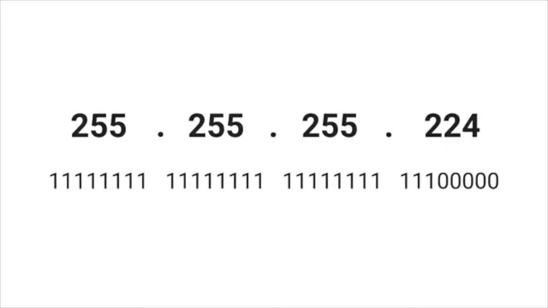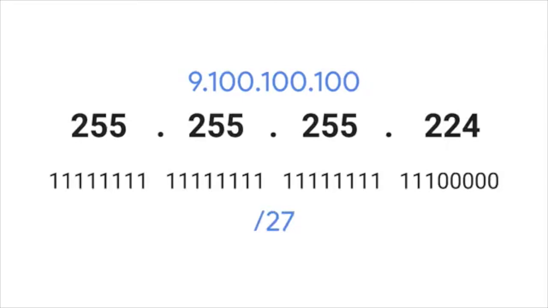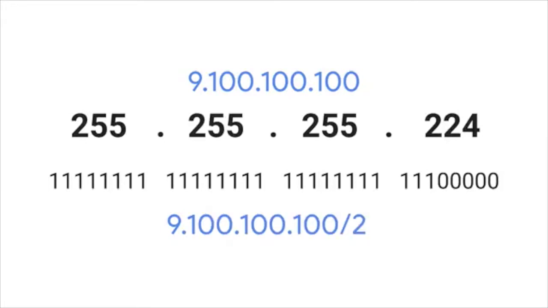This brings up a shorthand way of writing subnet masks. Let's say we're dealing with our old friend 9.100.100.100 with a subnet mask of 255.255.255.224. Since that subnet mask represents 27 ones followed by 5 zeros, a quicker way of referencing this is with the notation /27. The entire IP and subnet mask could be written out as 9.100.100.100/27. Neither notation is necessarily more common than the other, so it's important to understand both.